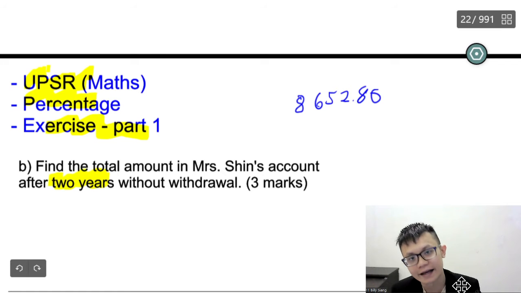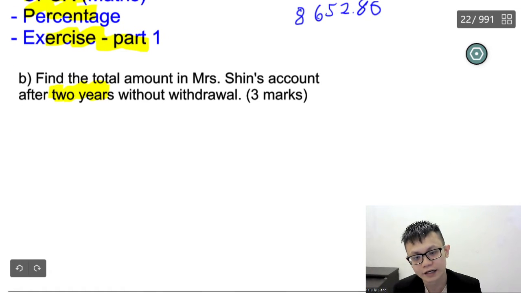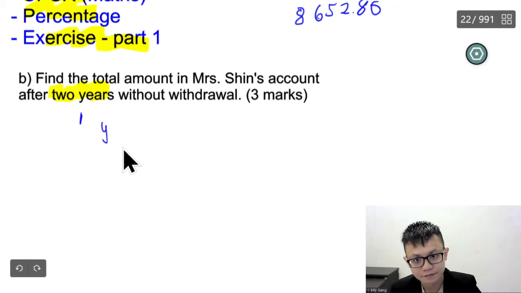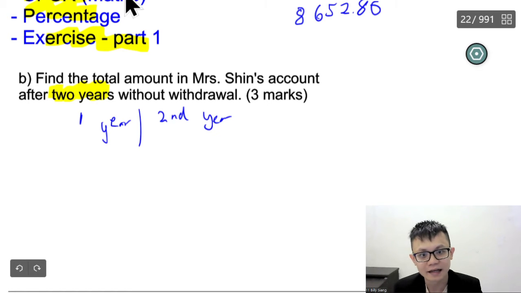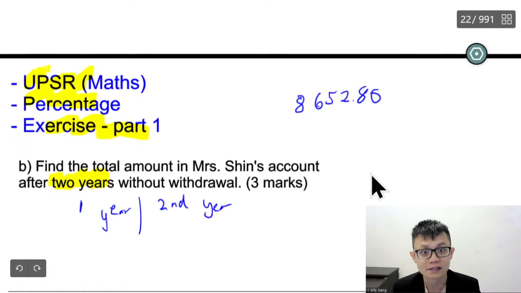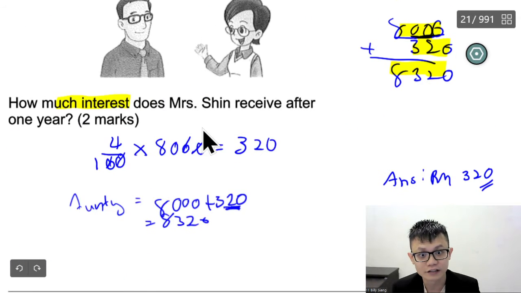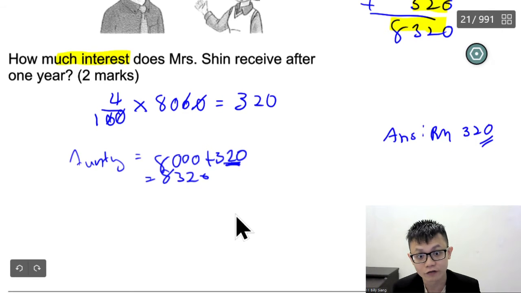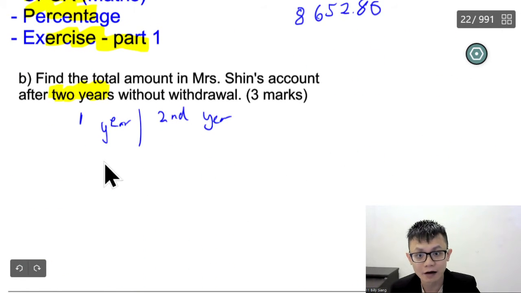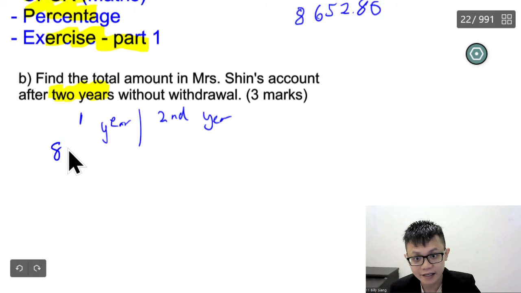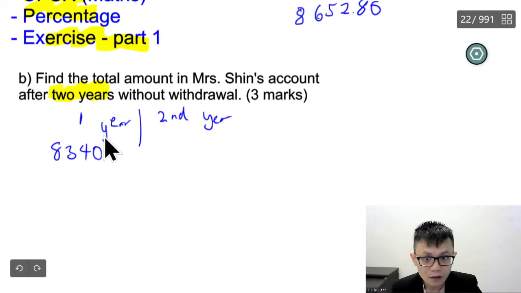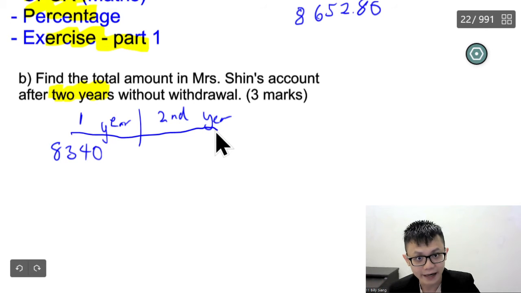So this one is actually compound interest. I will try to show it. You need to do it like this. This is the first year, I draw like this, and this is the second year. How much money did Mrs. Shin have for the first year? We know that for the first year we already did previously 8,000 plus 320, so you get 8320. So for the first year, the amount that Mrs. Shin has is 8320.